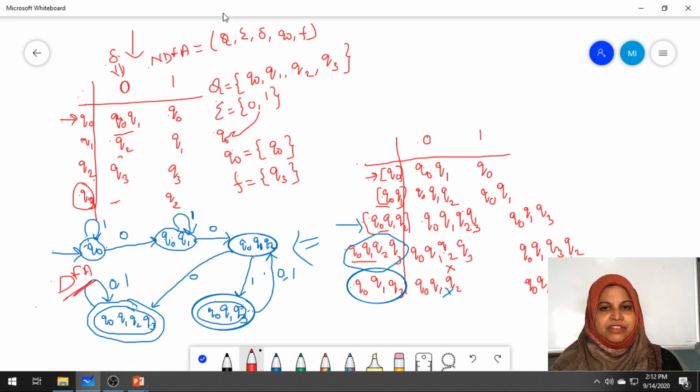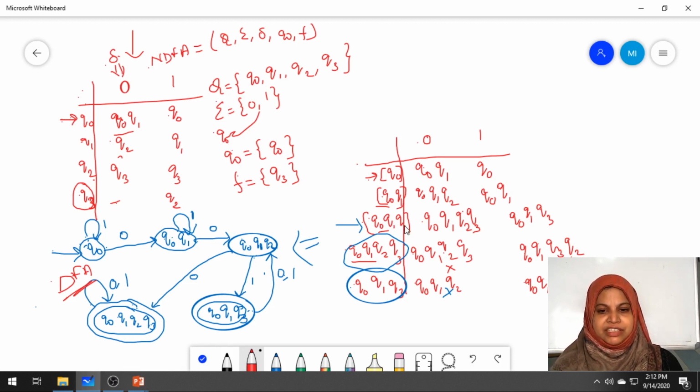While we are converting from NDFA to DFA, first we have to start with the initial state. Here Q naught is the initial state. So we have to draw the transition for Q naught on 0, comma 1. Whenever we get a new state, we have to perform the operation. We have to apply 0, comma 1 input on the new state. When we are not going to get any new state, we have to stop the process and select the final state.